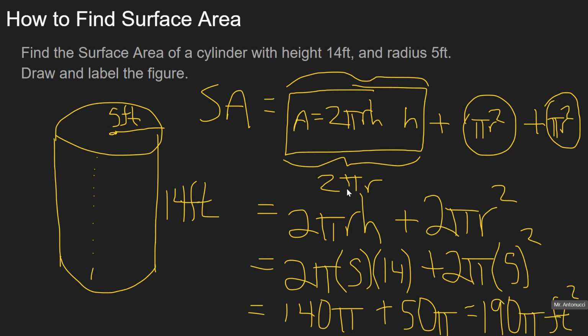And that makes sense since when we multiply it here, this is really 5 feet times 14 feet. This 2 is just from the formula. And this 5 here was feet, but we squared it, 5 feet squared.